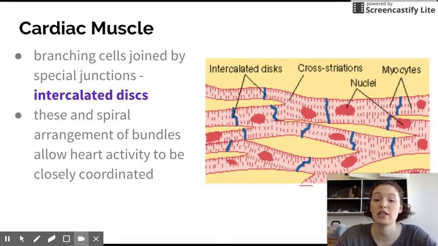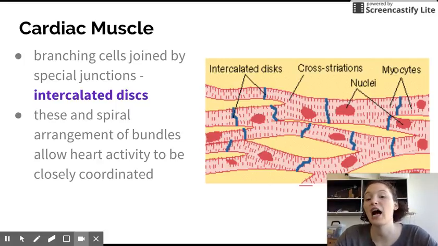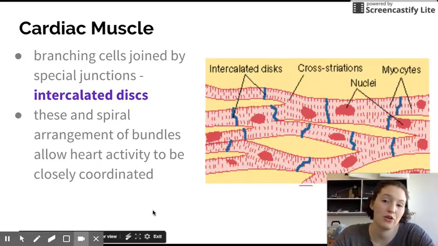Cardiac muscle usually contracts at a steady rate set by an internal pacemaker. It, of course, can get stimulated by the nervous system to shift into high gear for short periods of time, like when you run or something, your heart rate can increase.